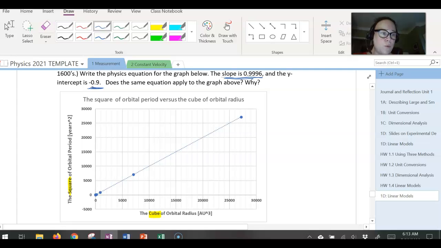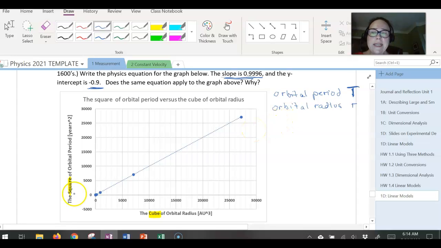So first, to write a physics equation, we should come up with descriptive names for our variables. And so for orbital period, it is usually denoted as an uppercase T, because period is really the time that it takes a satellite to move a full revolution around, in this case, the sun, whatever's at the center of its orbit. And orbital radius is usually just called lowercase r, for radius.